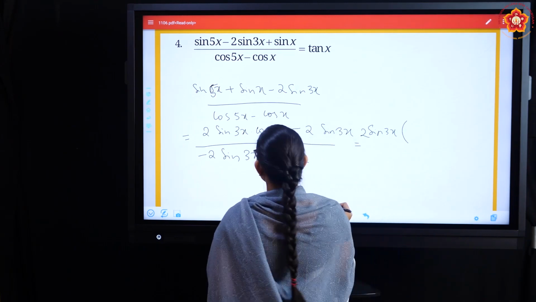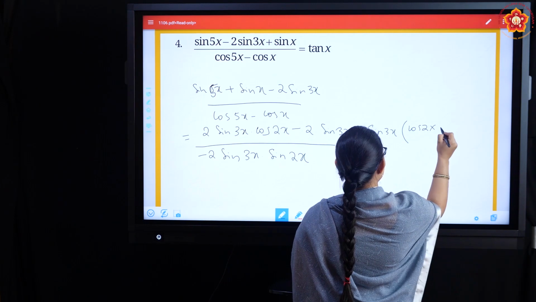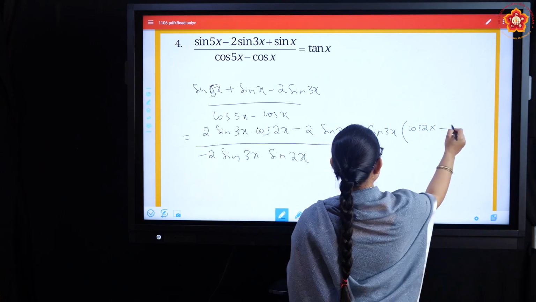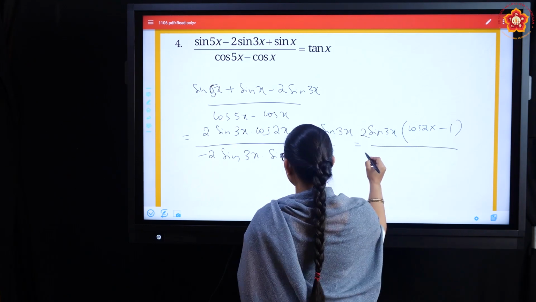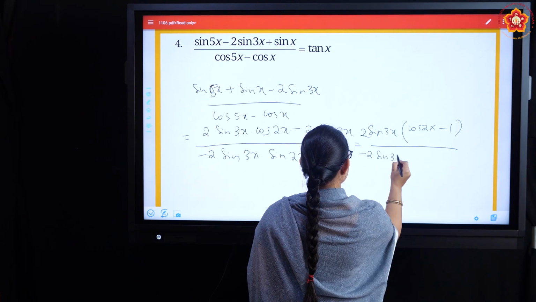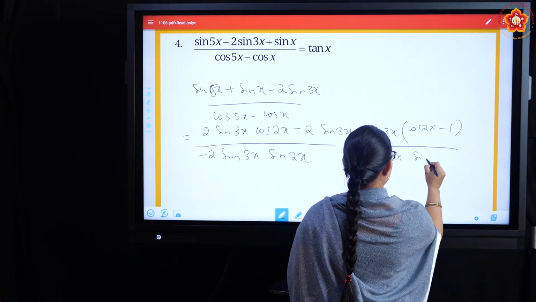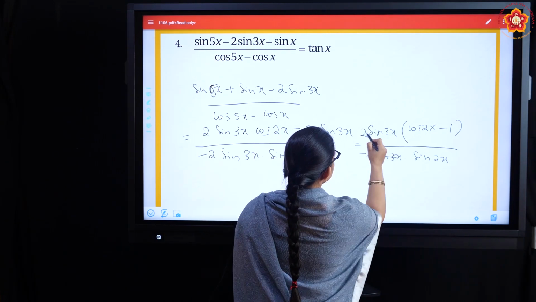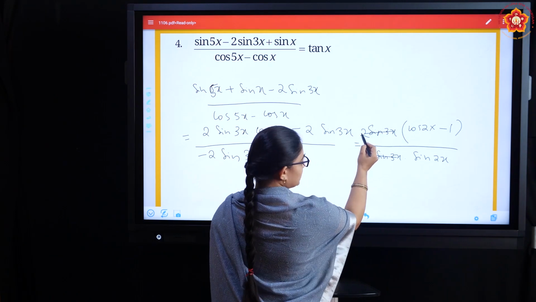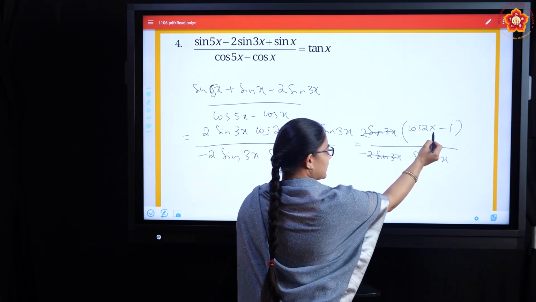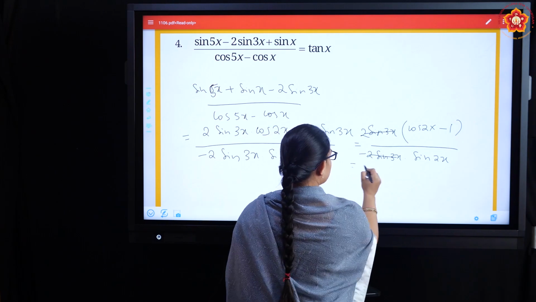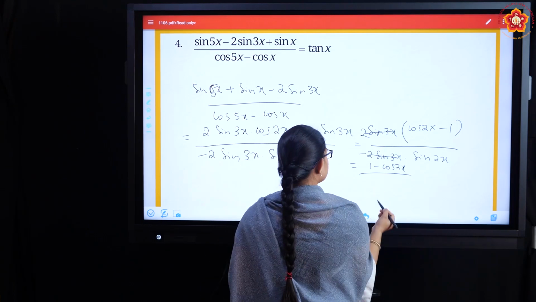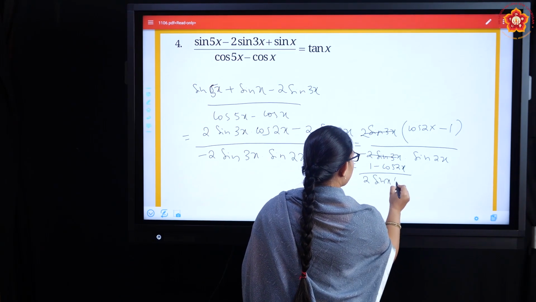If I take common, what is left is cos 2x minus 1 divided by sin 2x, minus 2 sin 3x into sin 2x. Now 2 sin 3x I can cancel, and this minus I can take into the numerator also. So if I apply it to this term, I can write that as 1 minus cos 2x divided by sin 2x, where sin 2x is 2 sin x cos x.